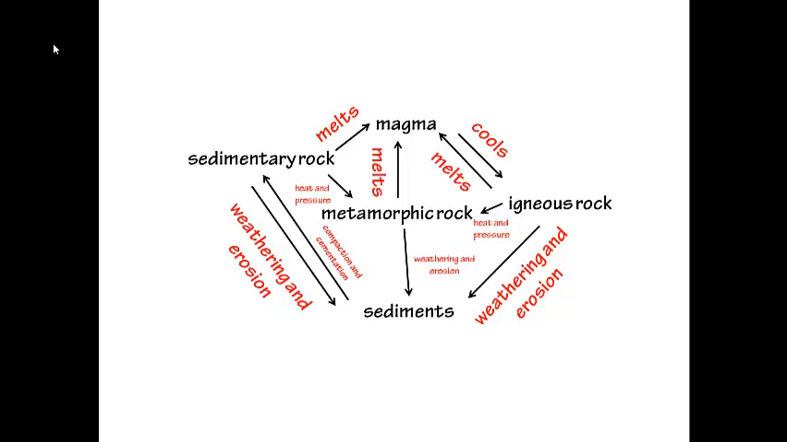You can see that using the information in the rock cycle diagram, you can explain how each type of rock is formed and what happens to these rocks over time. I hope this review helps you on your next exam or paper about the rock cycle.